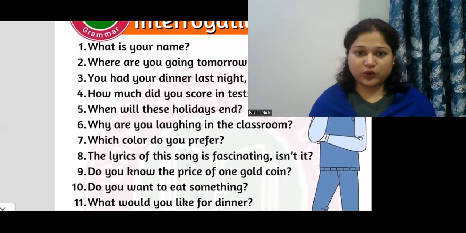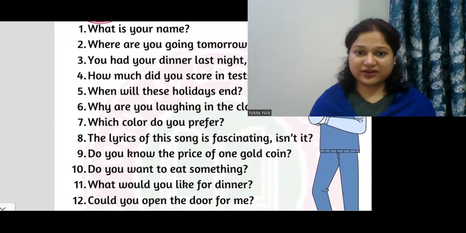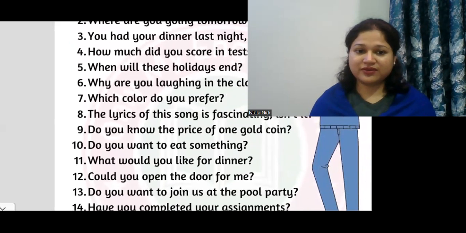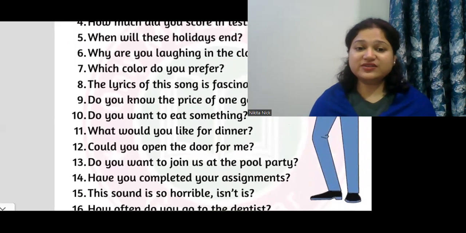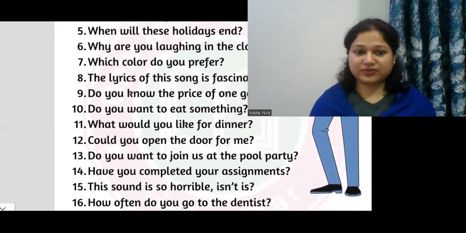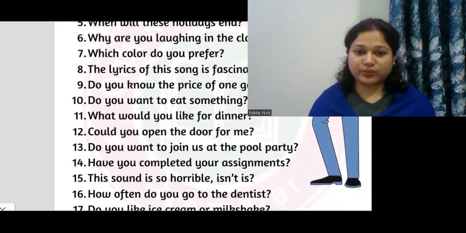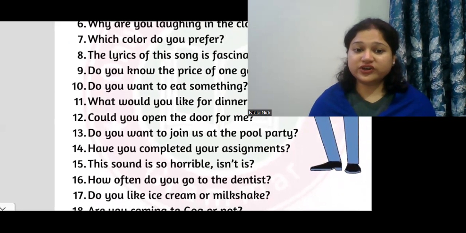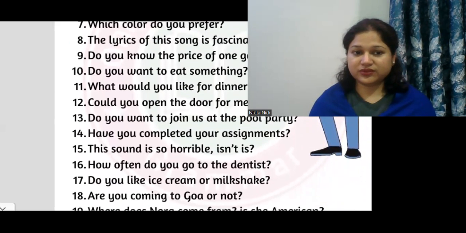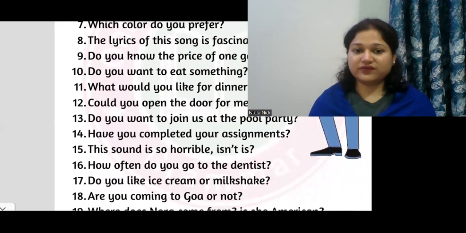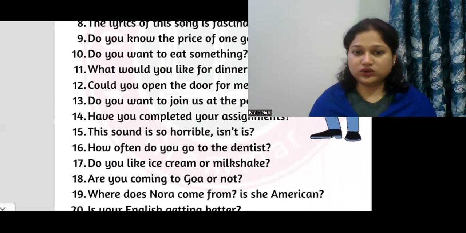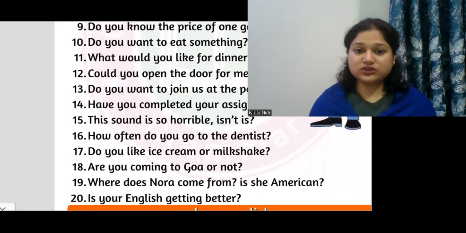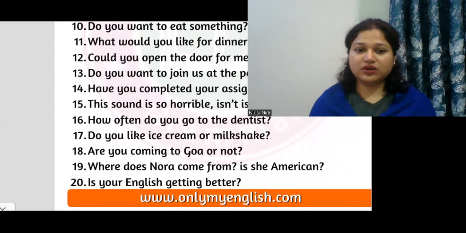Where are you going tomorrow? You had your dinner last night, don't you? How much did you score in tests? When will these holidays end? Why are you laughing in the classroom? Which color do you prefer? The lyrics of this song is fascinating, isn't it? Do you know the price of one gold coin? Do you want to eat something? What would you like for dinner?